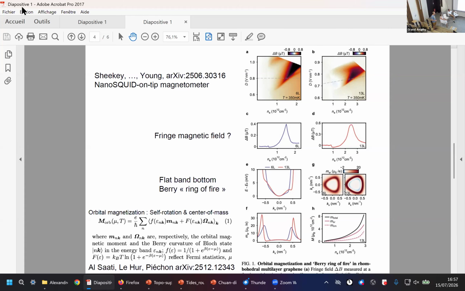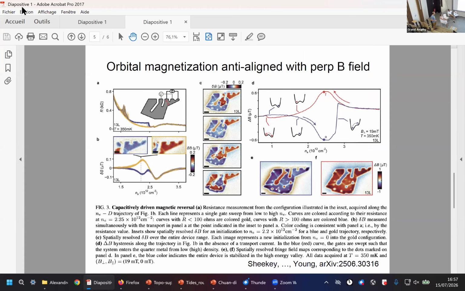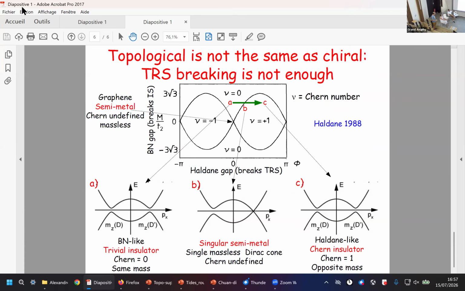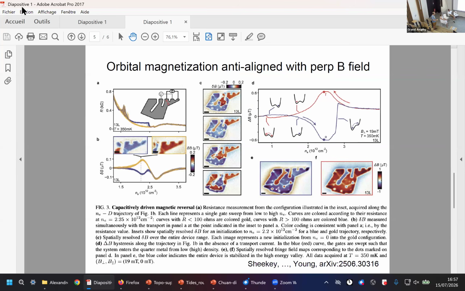So that's in the normal state. But they also see these kind of things in the superconductive state. And this is my last slide. I want to mention this because I remember Hélène telling me about this and I didn't understand anything. So now I read it in detail. I understand a little better.